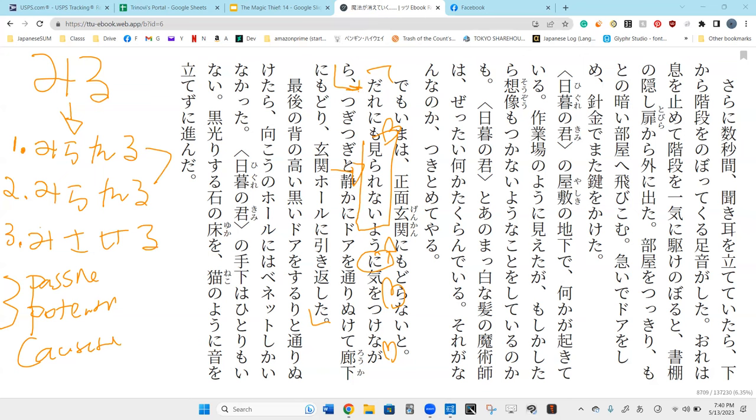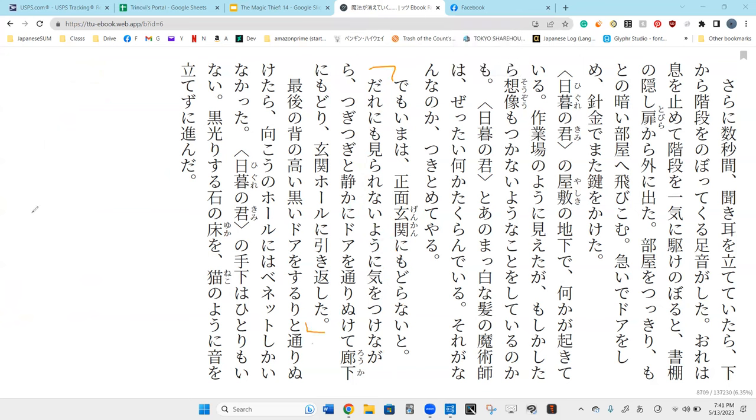This could be "it's not possible to see me by anybody," or it could be "I am not seen by anybody." With the particle ni here, we can probably assume it's passive form. This is the doer of the verb. The person seeing me is not seeing me. So no one sees me, right? Dare ni mo mirarenai. Yoni is theoretically "as if," but in this context, translating it as "in order to" tends to work better. So in other words, while being careful in order to not be seen by anyone, I do the next clause, which is 次々と静かにドアを通り抜けて.